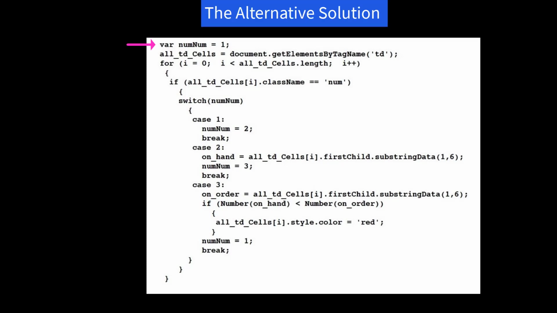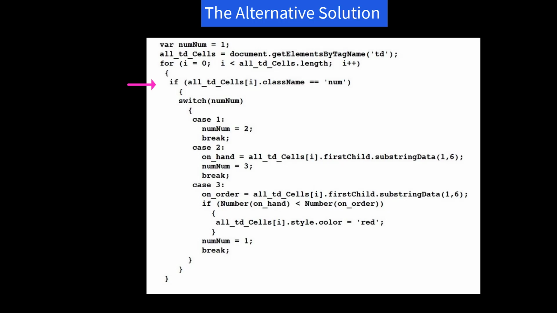We initialize num to 1. We get all the TD cells from the table into this variable, so we can loop through the entire collection of TD cells. For each one, we ask if the class is num. If not, we go get the next one. Sometimes we find it is, so we use switch num to see what's in num. If it's 1, we set num to 2 and break, which sends us back to the top of the loop to get the next one.